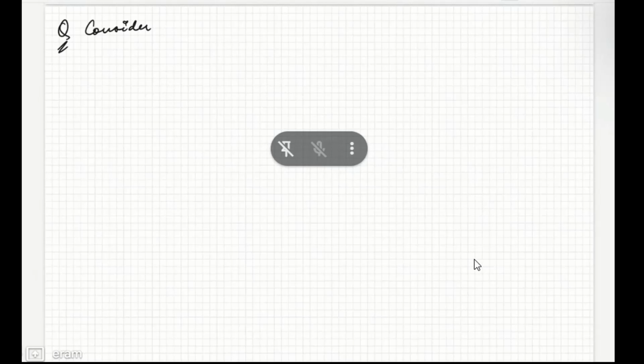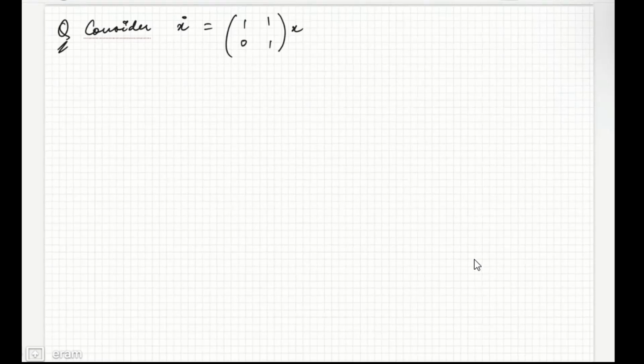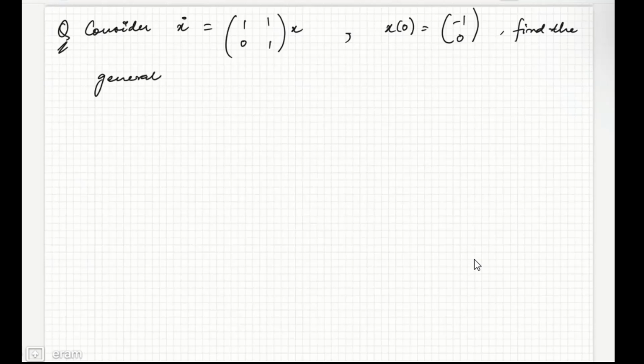Okay. So consider the differential equation x dot equals the matrix [1, 1; 0, 1] times x, and we have the initial condition given as [-1; 0]. Find the generalized solution x of t. So please try it once.